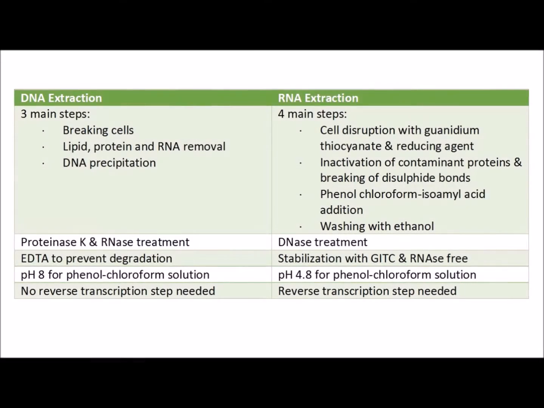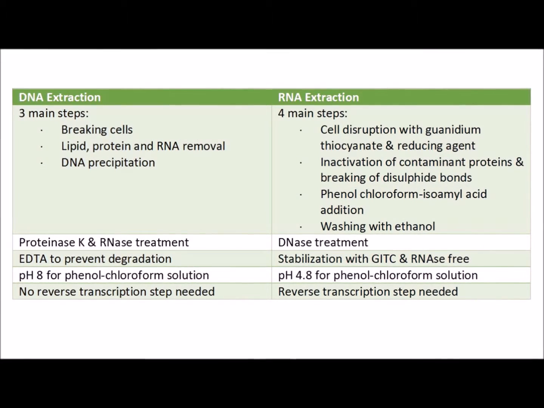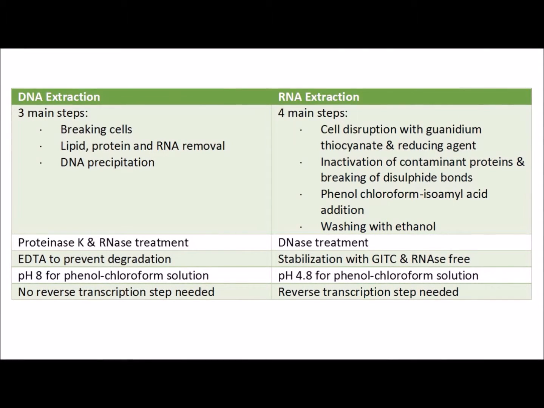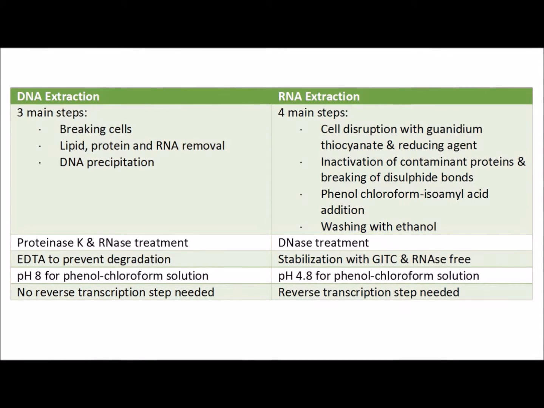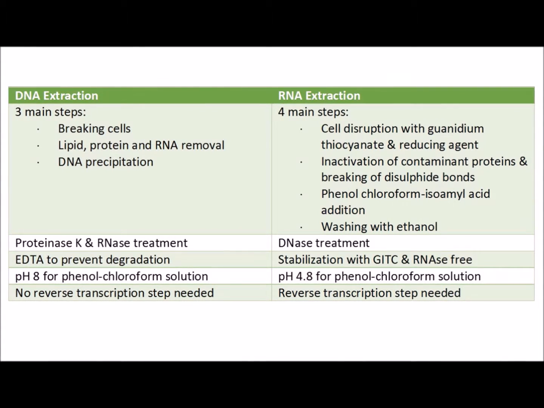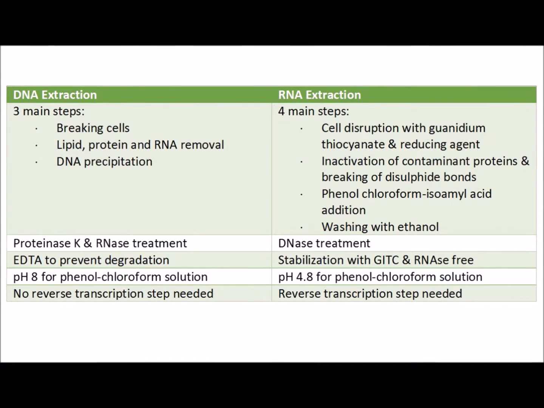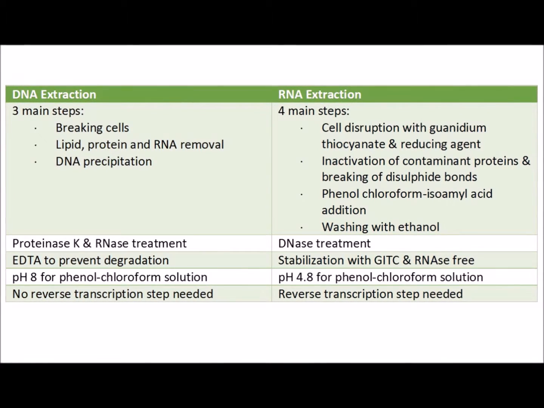Both RNA and DNA extractions require a process of cellular lysis and washes with different chemicals, with a final stage of precipitation, though special considerations need to be made. For the DNA extraction, three main steps are going to be made. The first one is the breaking cells step, then a lipid, protein and RNA removal, and a DNA precipitation.